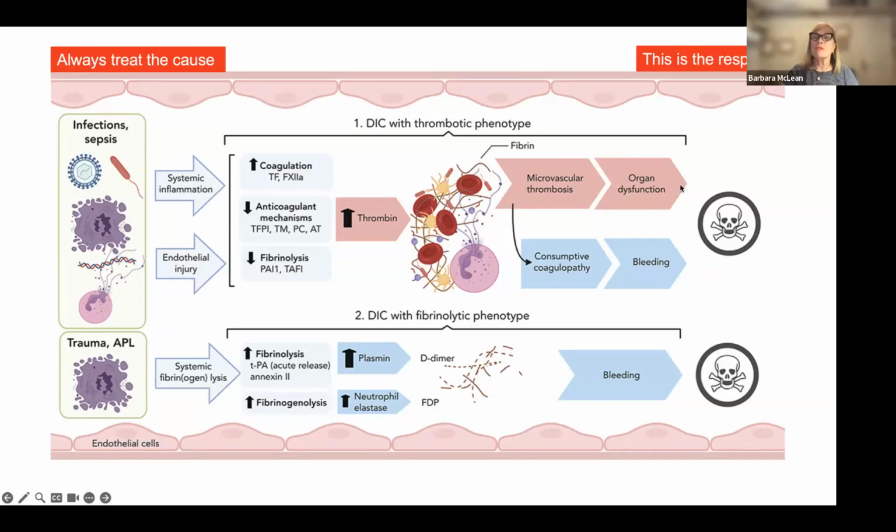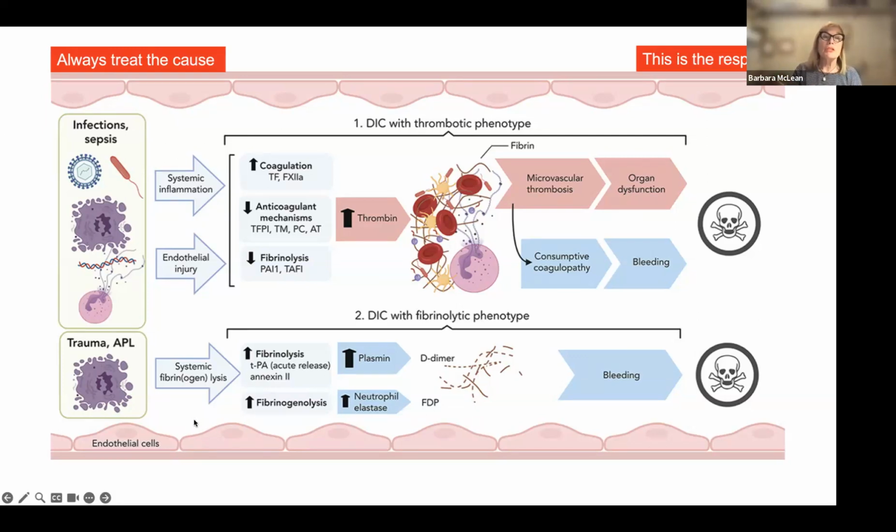Okay, so microvascular thrombosis and organ dysfunction, consumption of your clotting products, which then leads to bleeding. Okay, and this is really called the thrombotic phenotype. Now we're going to see thrombosis in all patients with DIC. Remember, it's going to be more prothrombotic in kind of the early stage of hyperinflammation and in the more chronic patient. So we always want to treat the cause. This is the response, right? We want to try to treat that cause. We want to manage whatever is stimulating that clotting cascade.